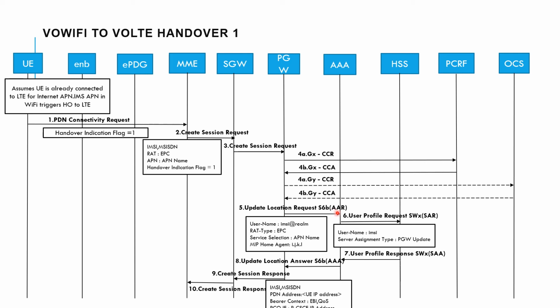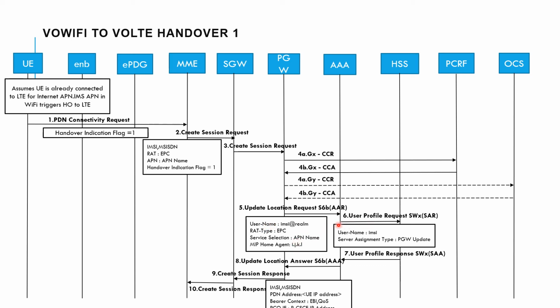So this update location request, which is the Diameter AAR message, as already discussed in the last call flow, is an authorization and authentication request. But the purpose of this message is to update the location of the P gateway to the AAA. Here the username is going, the type is EPC or LTE, then service selection is the APN name. In the service selection information element, we have the APN name, which is IMS, and then the MIP home agent info, which is the P gateway address. So the P gateway address is getting updated to the AAA.